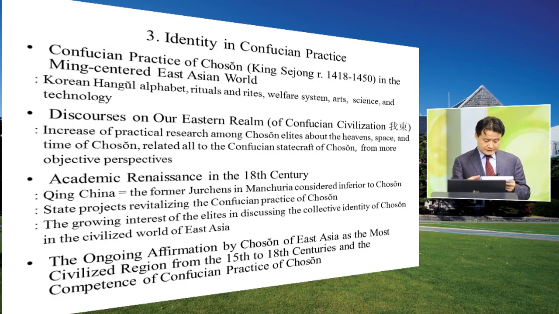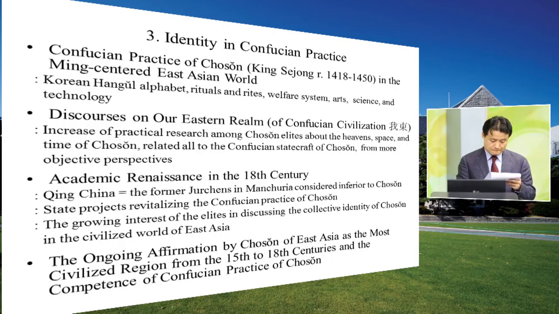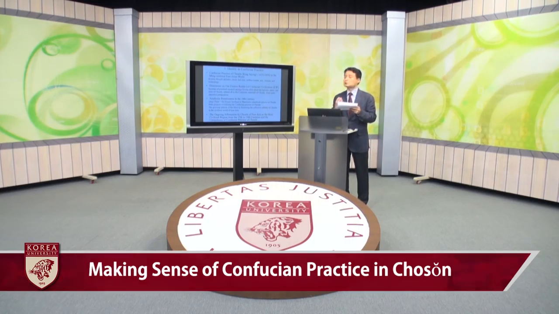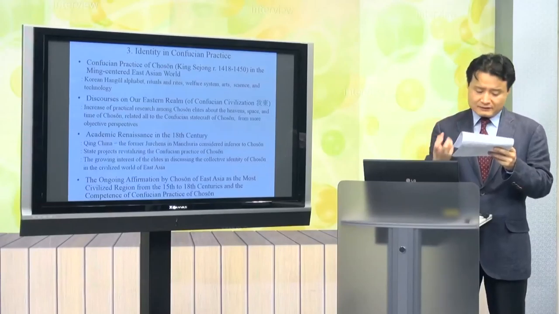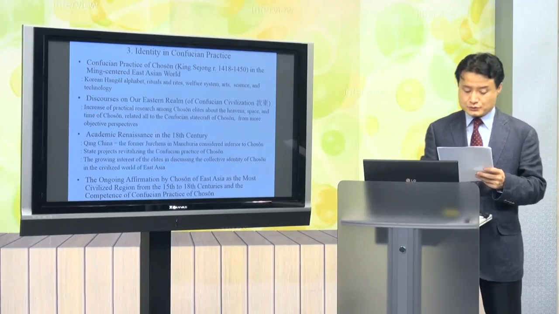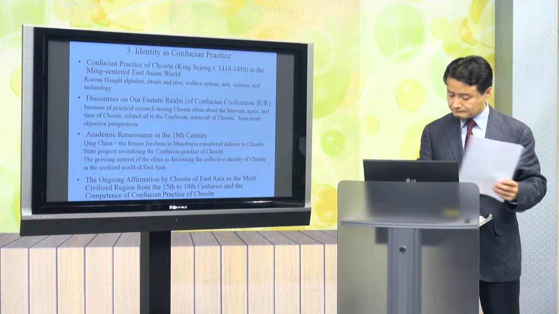What is remarkable throughout chapter 2 and chapter 3 is that Confucian practice was not simply Confucian doctrines revealing themselves in action. Confucian practice functioned as a socio-political and geopolitical tool that could justify the domestic hierarchical order of Joseon while magnifying the subjectivity of Joseon as an independent realm of civilization in East Asia. So how order and identity were put together in the process of performing Confucian practice within the context of Joseon is very important for us to remember.